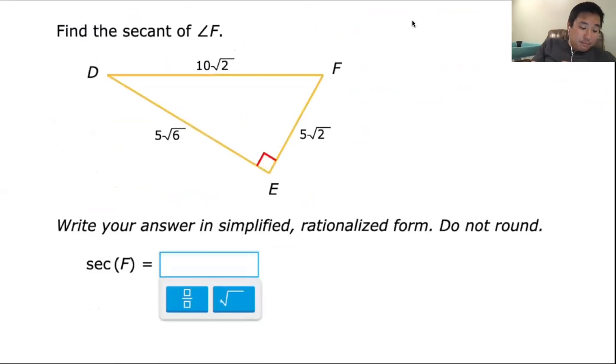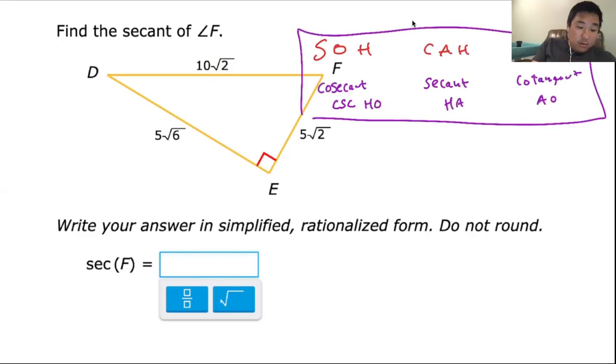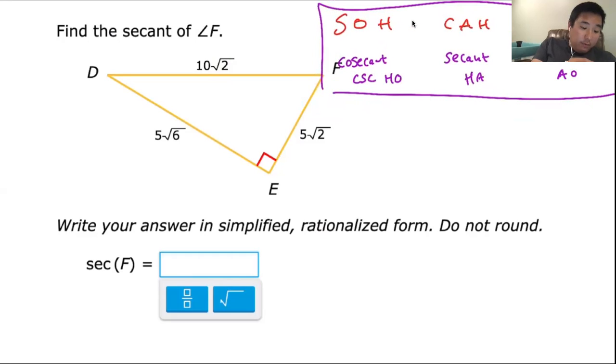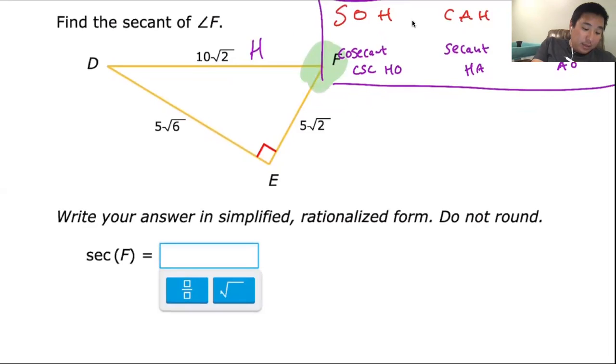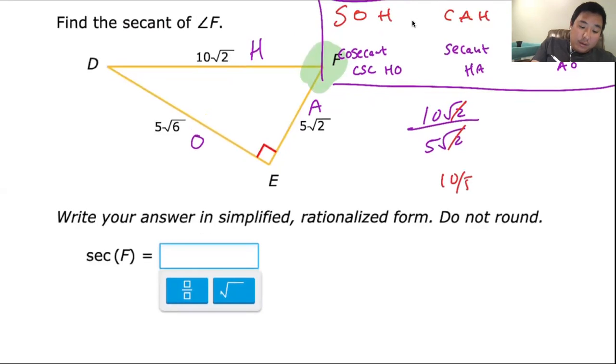Next one. This one's harder because they have these square roots, but good news is we don't have to really worry about those as much. So secant, let's paste our tool. For angle F, there's an angle F. This is the hypotenuse because it does not touch the right angle. This is the adjacent, and this is the opposite. So secant, we want H over A, so 10 root 2 over 5 root 2. The root 2's cancel, see you later. And then it's 10 over 5, which is 2.